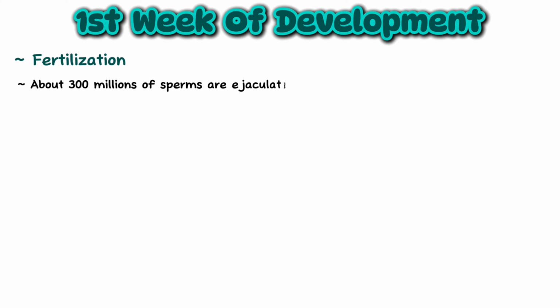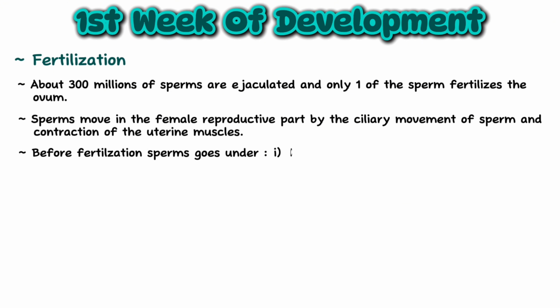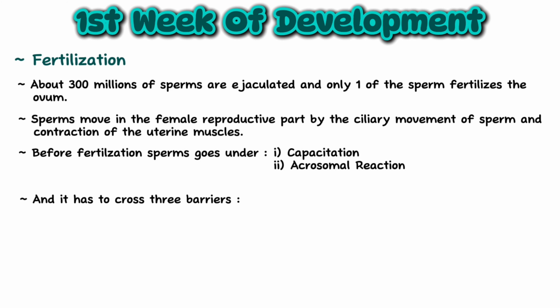About 300 million sperms are ejaculated. Among them, only one sperm fertilizes the ovum. Sperms move in the female reproductive tract by the ciliary movement of the sperm and by the contraction of the uterine muscle. Before the process of fertilization, sperm undergoes capacitation and acrosomal reaction. These help the sperm to cross three barriers, that are corona radiata, zona pellucida and oocyte membrane. These are the barriers that a sperm needs to cross before fertilizing the ovum.